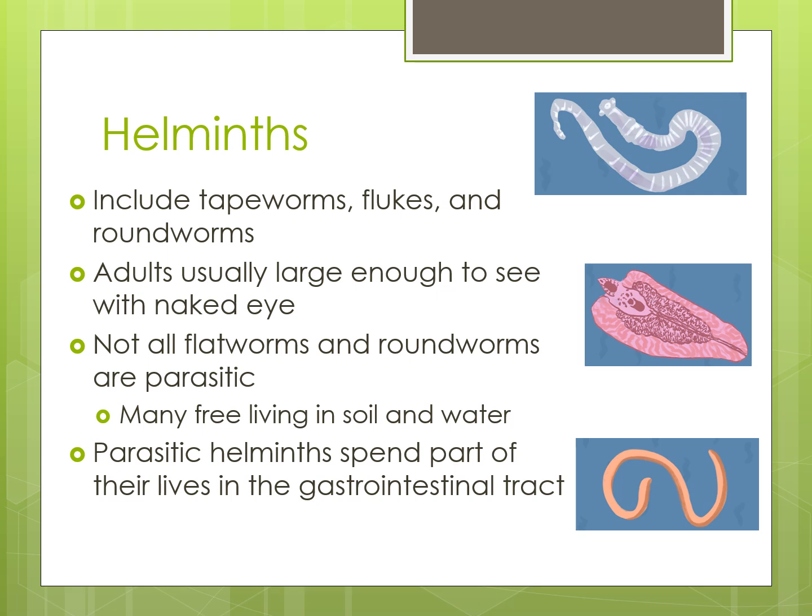So they include things like tapeworms, flukes, and roundworms. And if you're like, I don't know what a fluke looks like, it's the little pink guy in the middle there. I'll show you another illustration of this guy here in a second. The adults usually are large enough to see with the naked eye, while their babies, larvae, eggs, and some other stages, maybe some intermediate stages, may be harder to see, and you would need a microscope to see them.